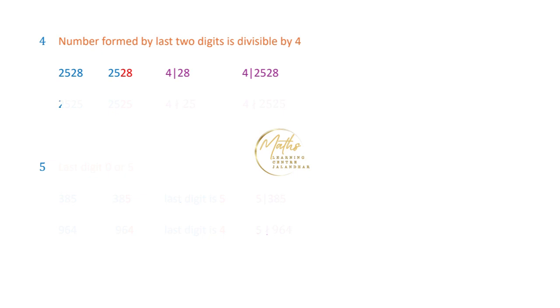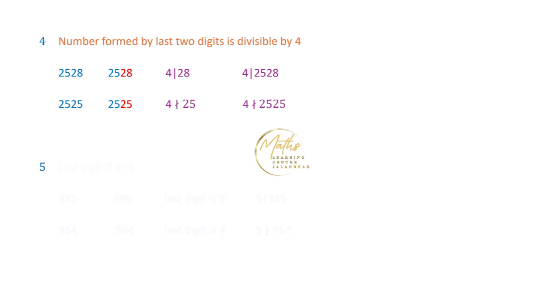Consider the next example. We have to check whether 2525 is divisible by 4 or not. In this case the last 2 digits are 2 and 5. The number formed is 25 and 4 does not divide 25. If 4 does not divide the last 2 digits, it means 4 will not divide the given number. So 4 will not divide 2525.